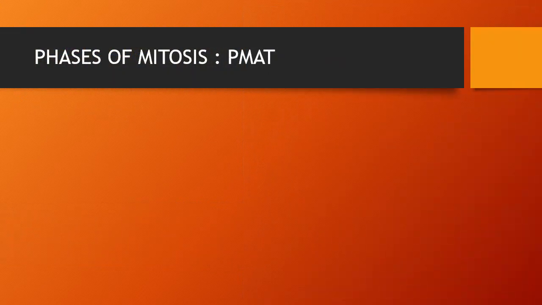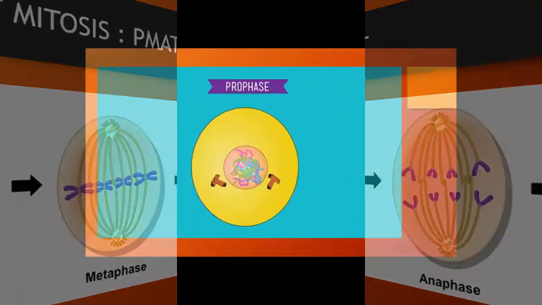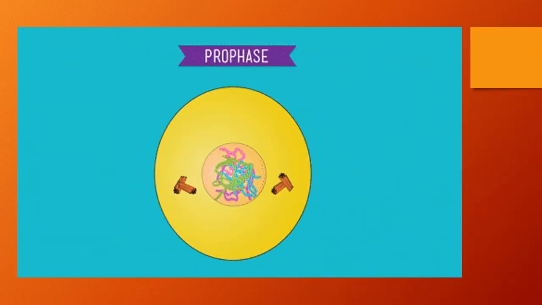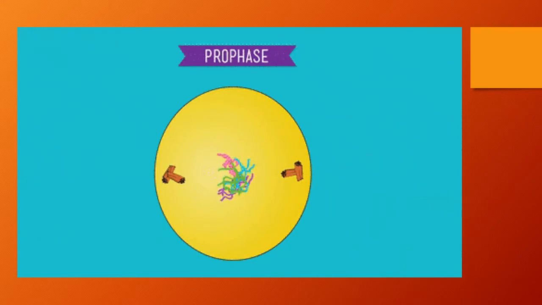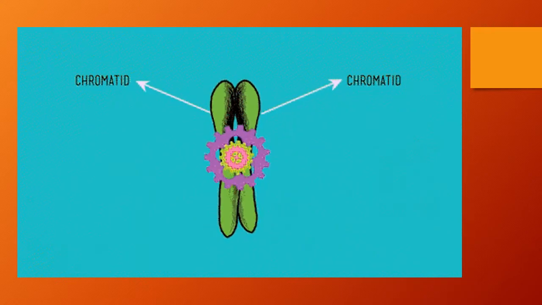The phases of mitosis: P-MAT. What is P-MAT? Prophase, metaphase, anaphase, and telophase. Prophase, the first and the longest phase of mitosis. In this phase, centrioles separate and move to opposite sides of the cell. The nucleolus disappears, the nuclear envelope breaks down, and chromosomes become visible and attach to fibers in the spindle at the centromere.